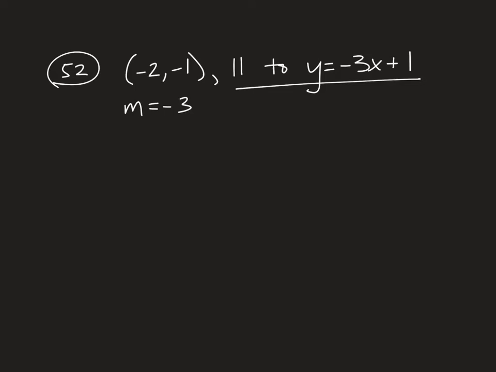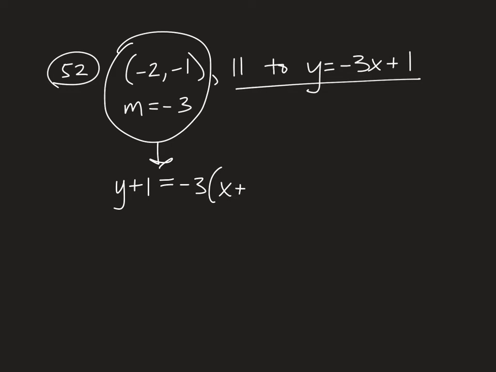So now we have enough information right here to go into either point slope form, or you can go right into slope-intercept form. It's up to how you like to solve this. I'm going to use point slope form because we literally have a point and a slope. So we're going to have y minus negative 1 equals our m and x minus negative 2. Note that instead of minus and negative, I'm just writing plus.